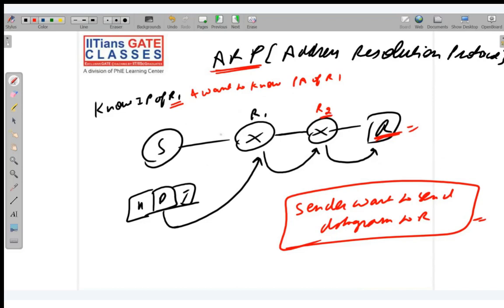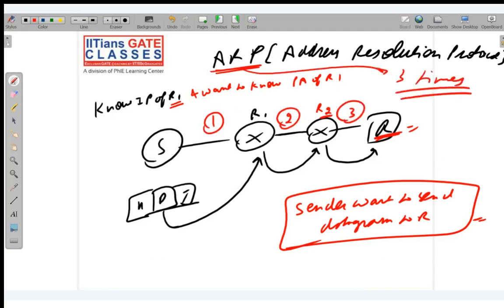So they can ask the question, how many times will ARP be used? One time, second time, third time. ARP will be used 3 times in this scenario. Any doubt here? Understood. Okay. And what is the use of ARP?